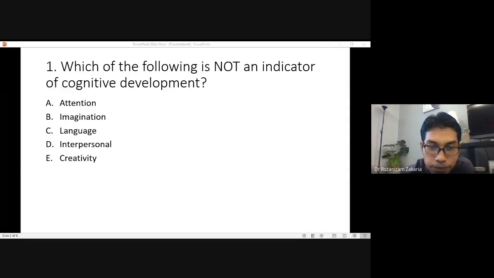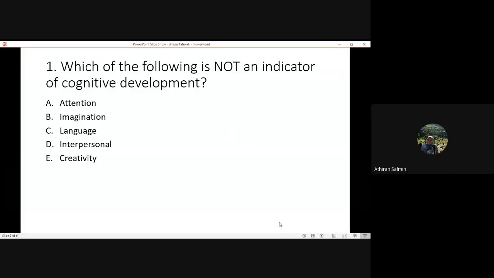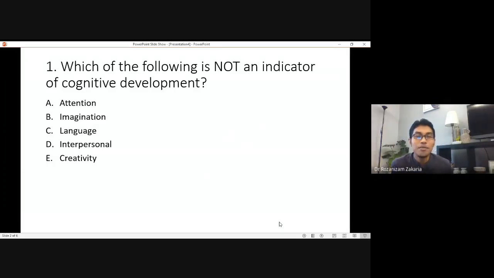Tengok sikit jawapan. Chat. Kena tengok chat. Okay, alright. Cuma tiru je ni. Tak ada yang nak jawab lain sikit. Alright, so your answer is, sorry, your answer is creativity. Semua orang jawab E ya. Jawapannya salah. Saya jawab D. Jawapan dia sebenarnya adalah D.